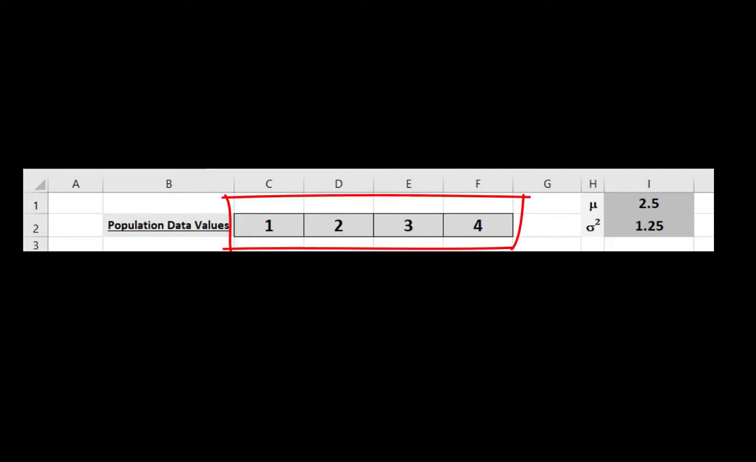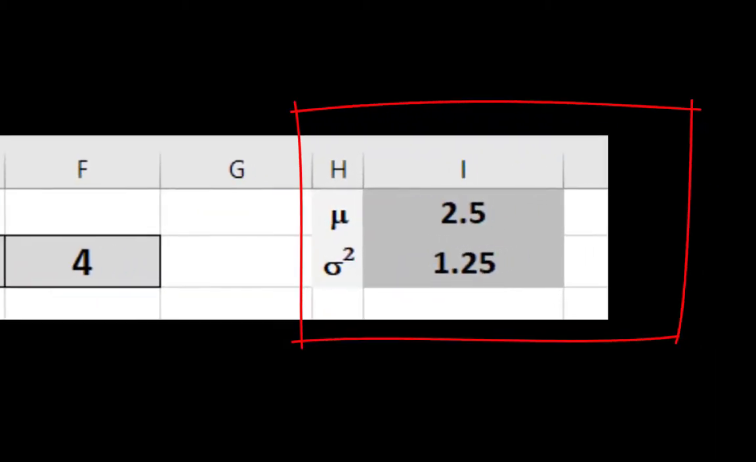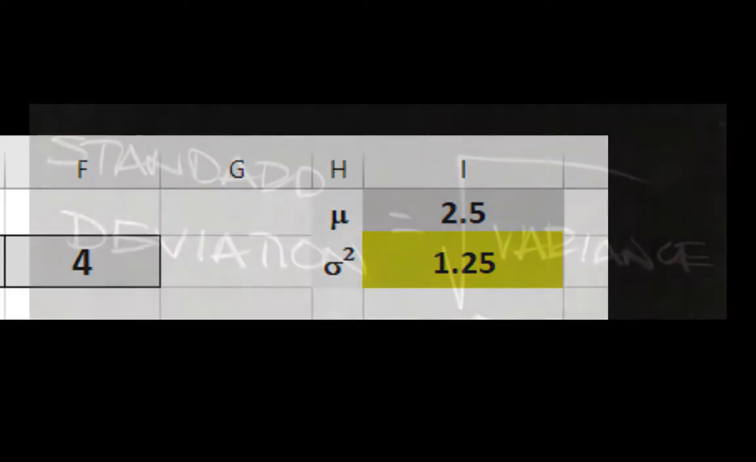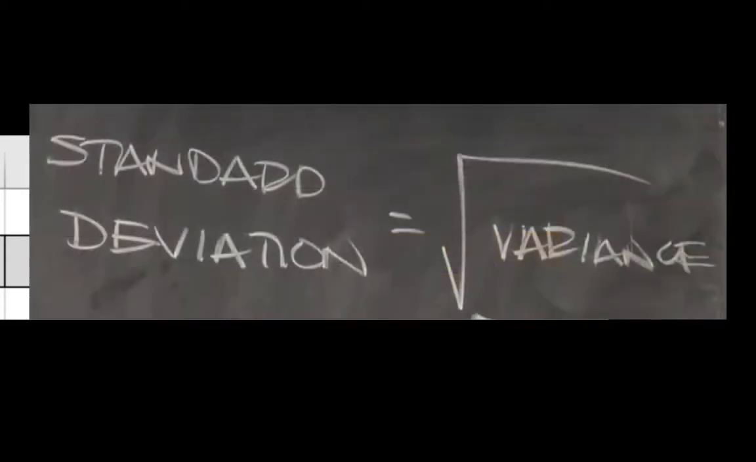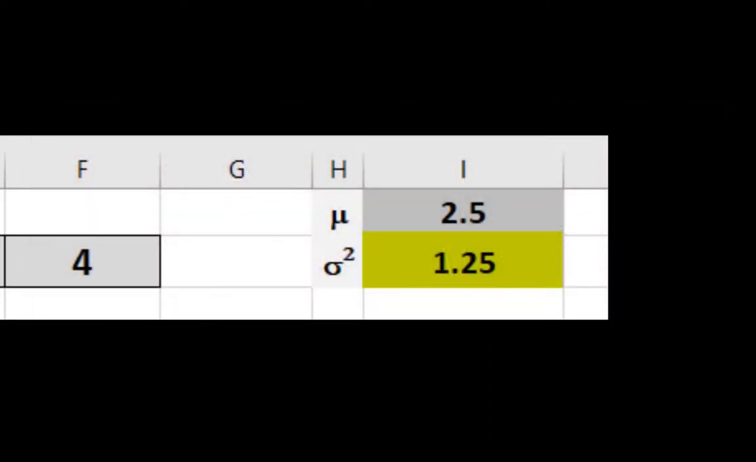In the cells I1 and I2, I've placed the average of those 4 values, which is 1 plus 2 plus 3 plus 4 is 10, divided by 4 is 2.5. And I've placed the population variance. Now, you might recall the variance was the value that we had to find before we found the standard deviation. You find the variance first, and then you take the square root of that to get the standard deviation. So the population variance in this case is 1.25.